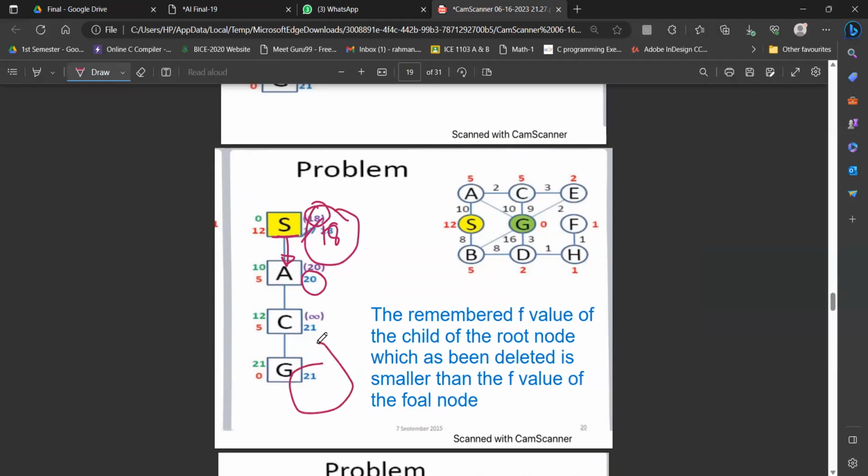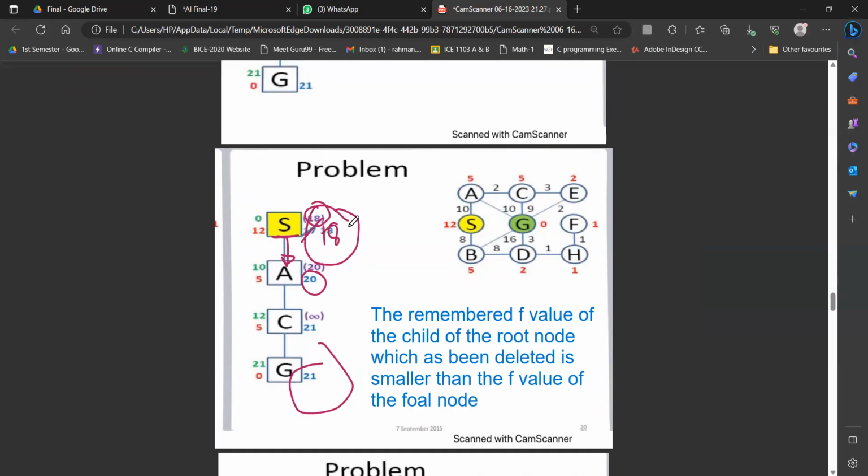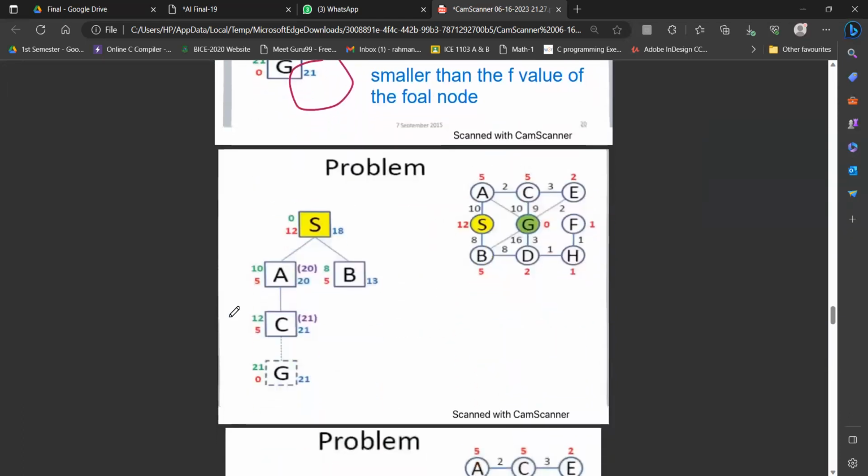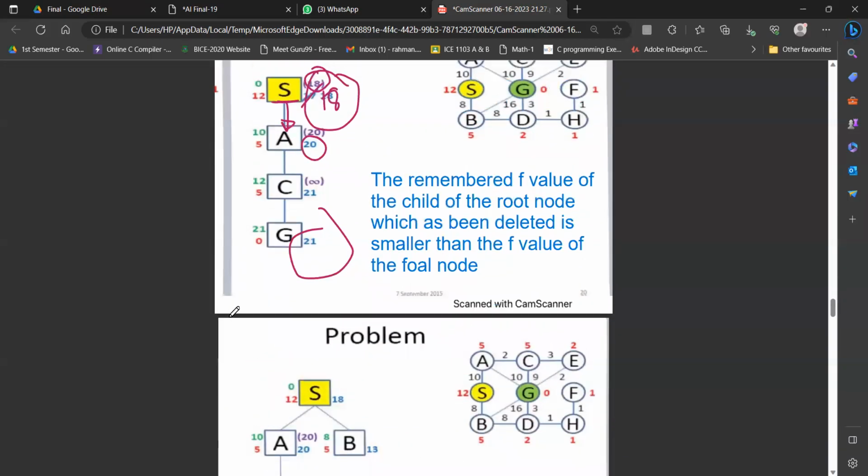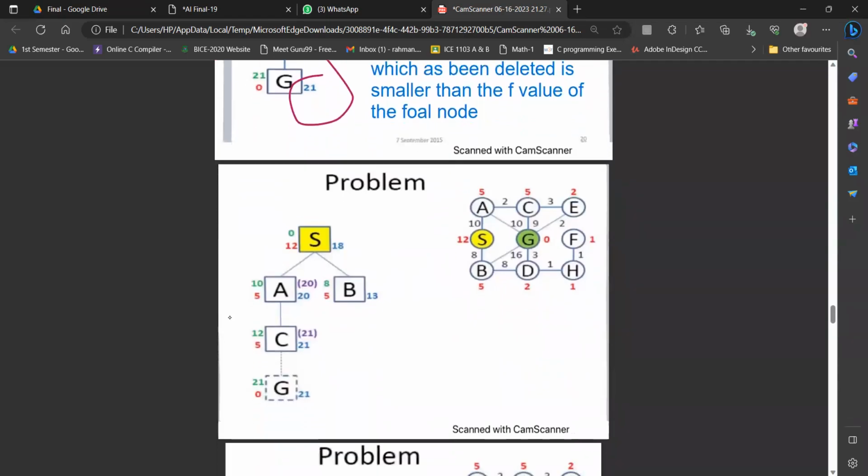Now that is the problem. Since 18 is smaller than 21, it might be that the other path, the one that we deleted, B, could be better than this path. This probably is not the optimal solution. So we have to go back and deal with B now, okay? All right.